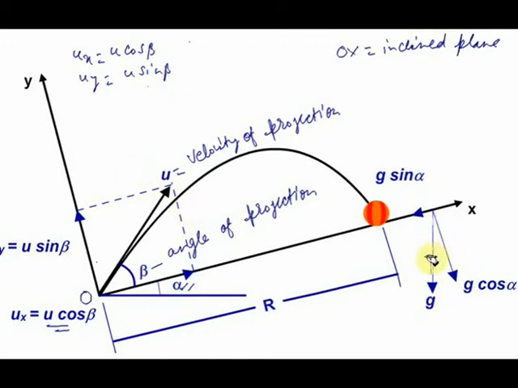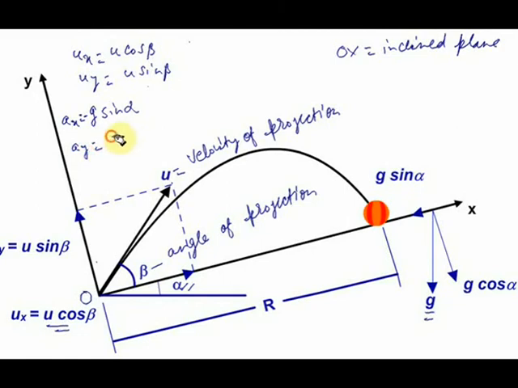Similarly, we have acceleration g. This will also have two components. The component along x direction, that is along the plane, would be ax equal to g sin alpha. Now note that the direction of g sin alpha is opposite to the initial velocity. So if we are taking this direction, that is direction to the right of OY, as positive, the direction of ax would be negative, so ax would be minus g sin alpha.